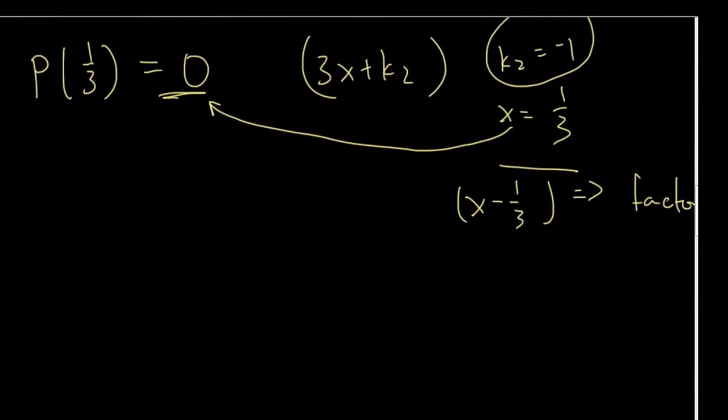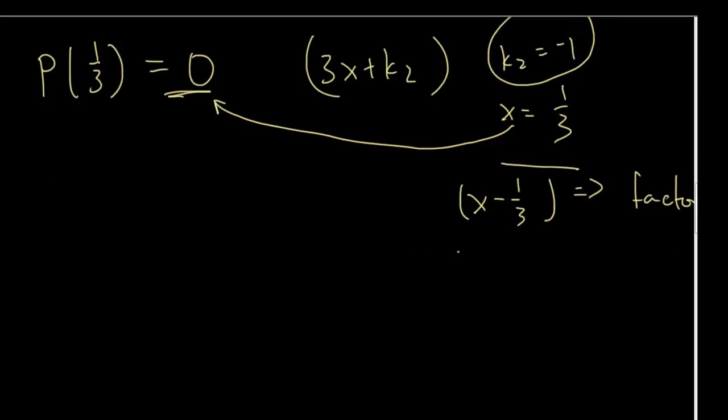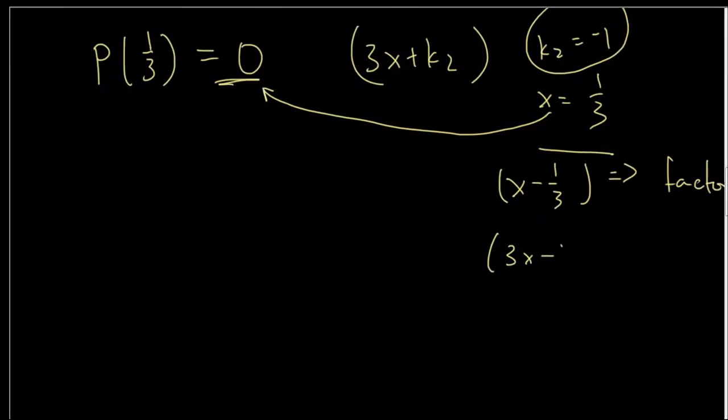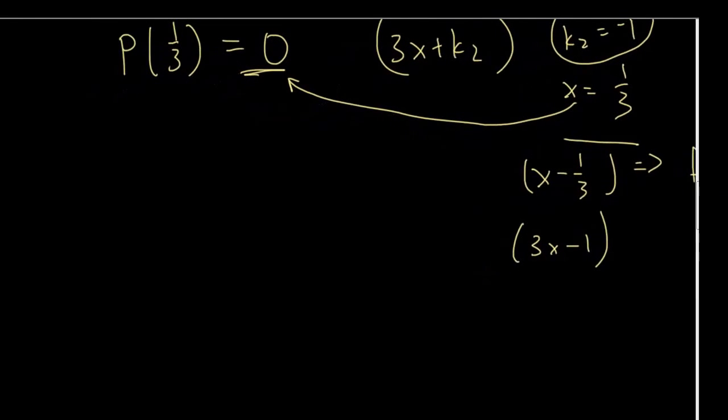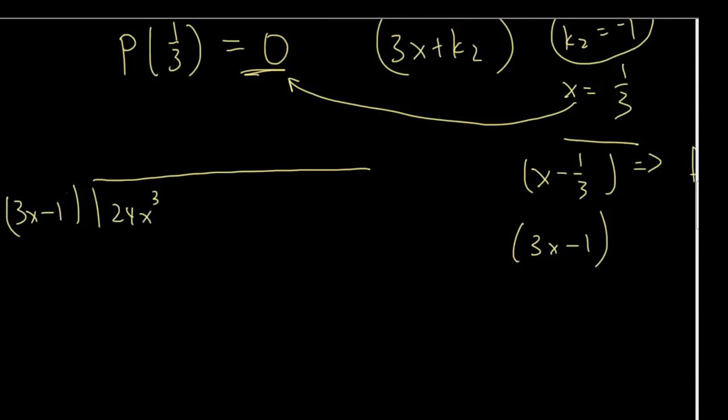Okay guys, so this one I can simply write as 3x minus 1. Now I need to do the long division to find the quadratic function. So 3x minus 1 into my original function, which is 24x cubed minus 64x squared plus 45x minus 9.